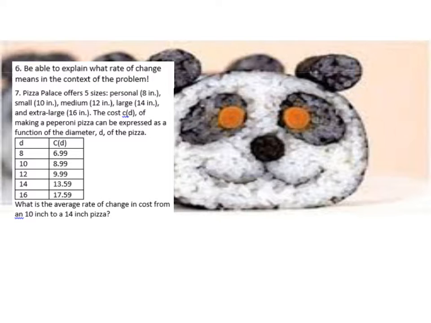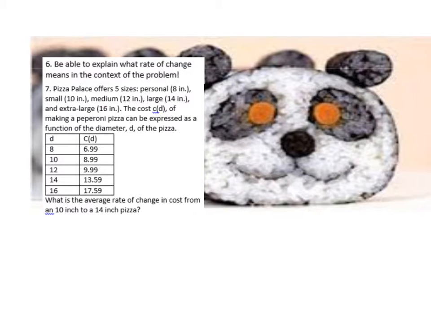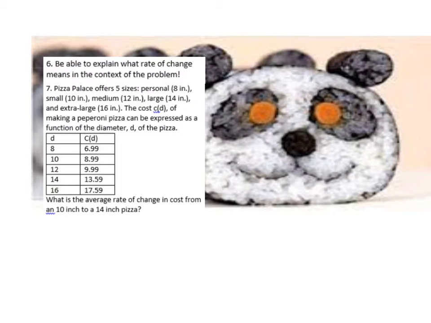So this is a lot of fancy talk here. And all it's saying is, what is the average rate of change? And we want to go from a 10-inch to a 14-inch. So you know what that means? That means that all this other stuff is just not important. So I'm going to cross it all out. 10 and 14. So we don't need to know the 8. We don't need to know the 12. Don't need to know the 16. So what is the average rate of change? Okay, so you may have heard of average rate of change here.